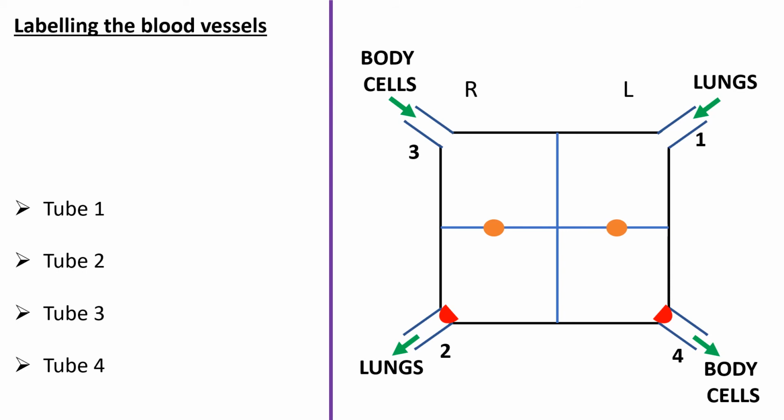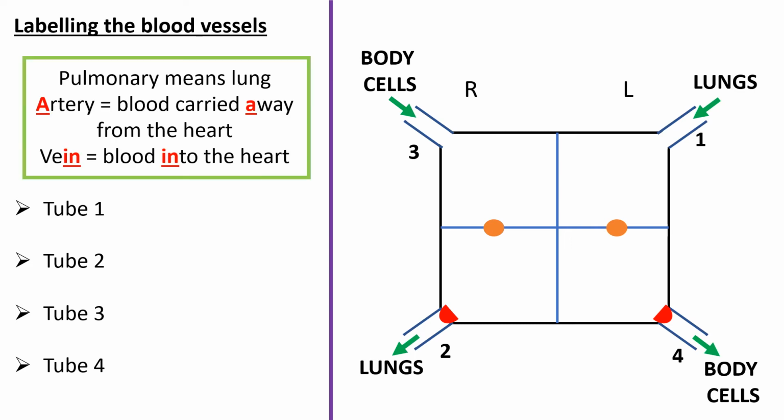Once we've got to this point, we're now in a position where we can start to name the four blood vessels that we've drawn onto our diagram. In order to name the four blood vessels, there are some things that we need to commit to memory. We need to commit the word pulmonary means lung, artery is away from the heart, and vein carries blood into the heart. An artery and away both begin with the letter A, and vein and into both have the word in within them.